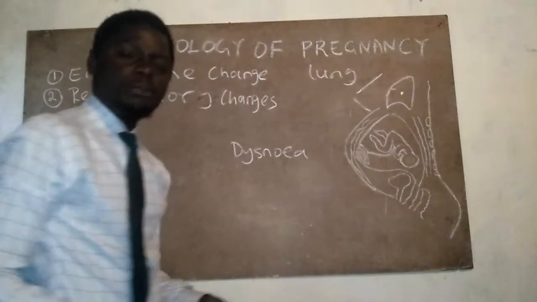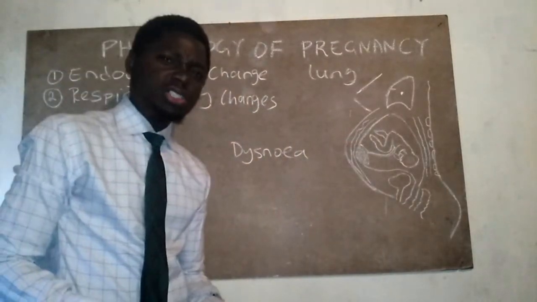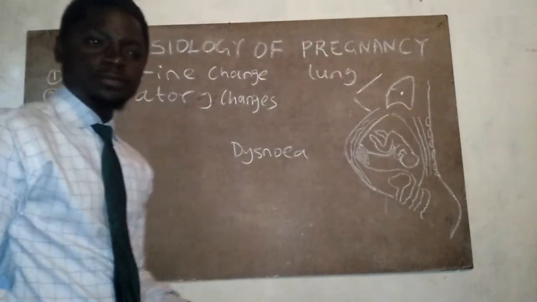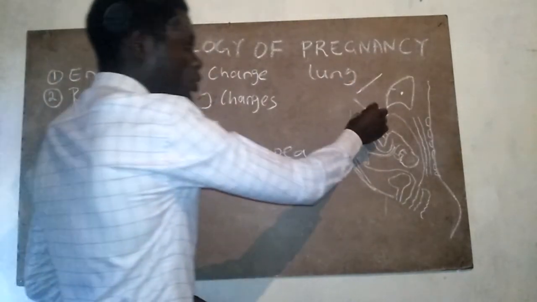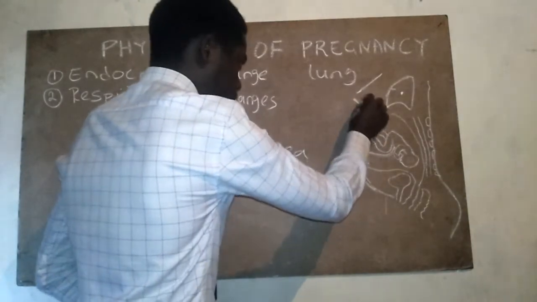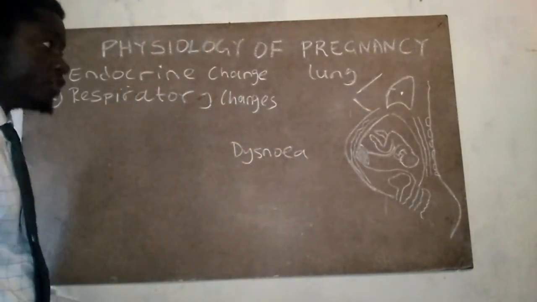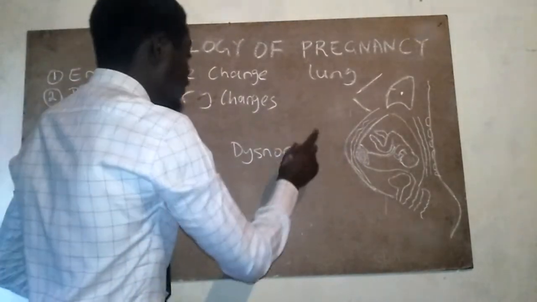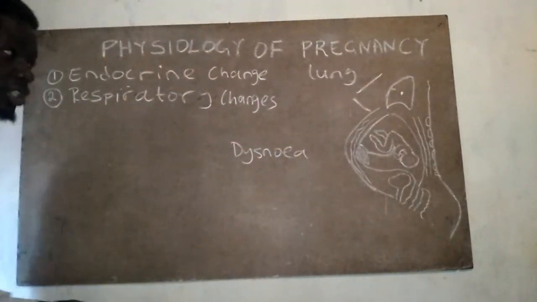The residual volume being the amount of air which is going to remain in the lungs after a forceful expiration. The tidal volume is the total volume of all the air which is breathed in. So all these are the physiological changes in respiration.